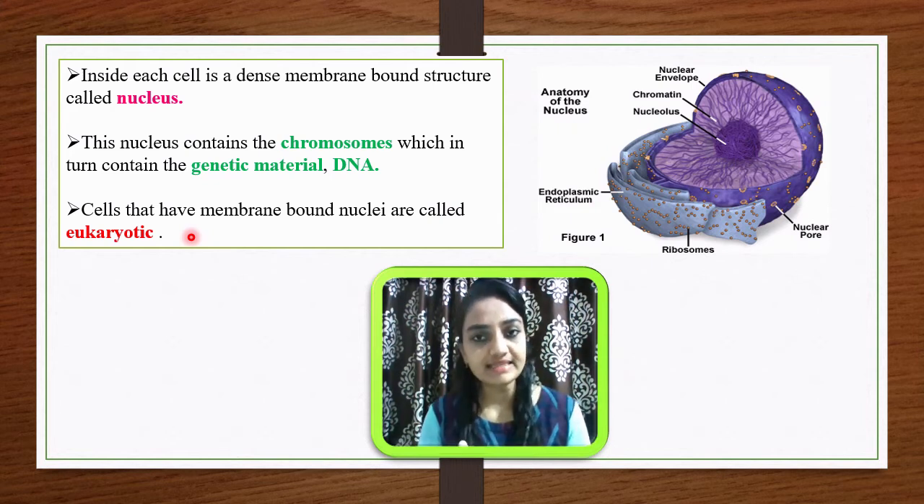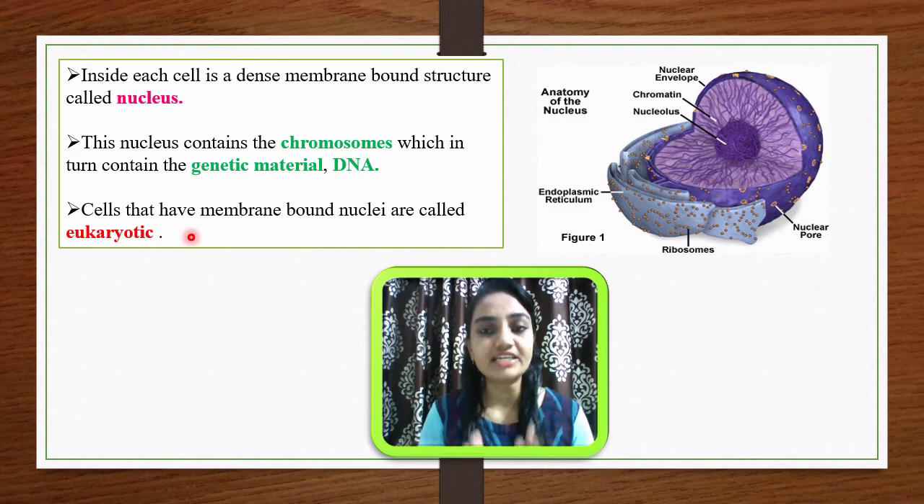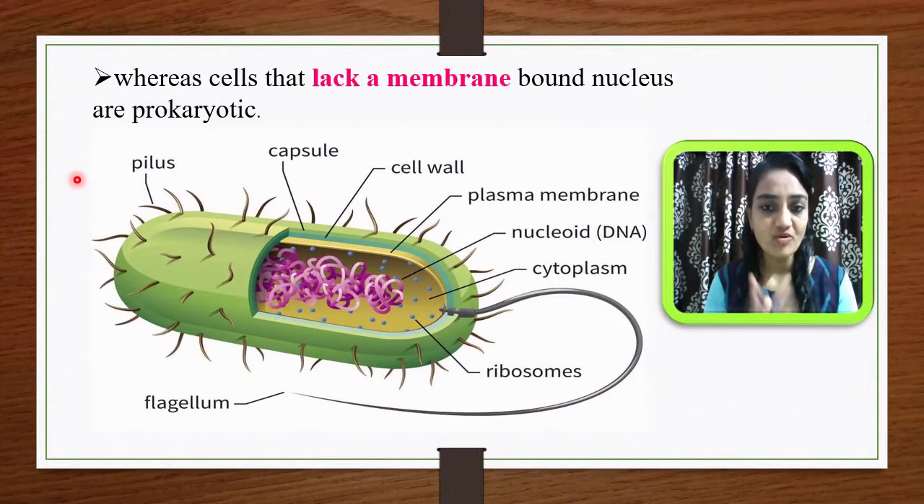So in this way, cells can be divided into two groups, eukaryotic and prokaryotic. Let me define what a prokaryotic cell is. Cells that lack a membrane surrounding the nucleus, or a membrane-bound nucleus, are called prokaryotic cells. Here you can see a prokaryotic cell, a typical bacterial cell. Here you can see the center is not bound with a membrane.